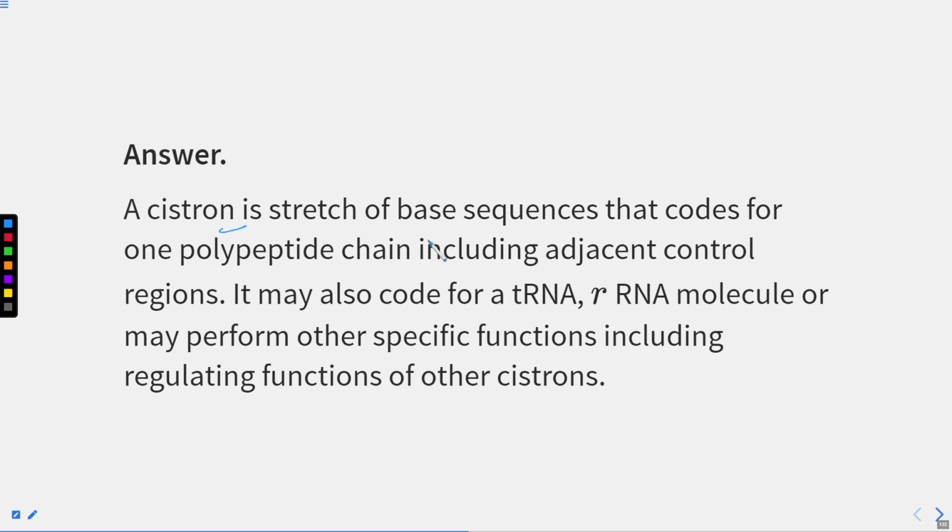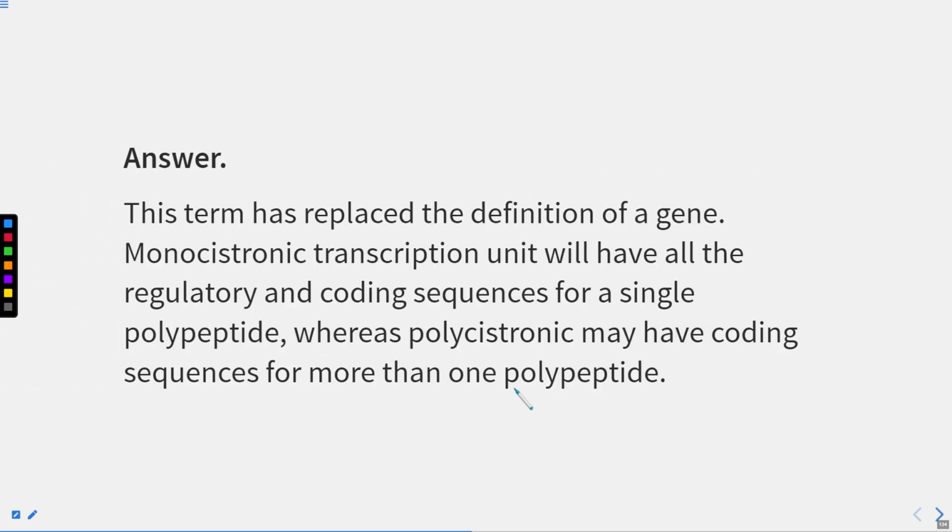Now, a cistron is a stretch of base sequences that codes for one polypeptide chain. It also includes the adjacent control regions, which are the promoter and the operator. It may also code for transfer RNA, ribosomal RNA molecules, or it may perform other specific functions, including regulating functions of other cistrons. This is known as a cistron. This term has replaced the definition of a gene.